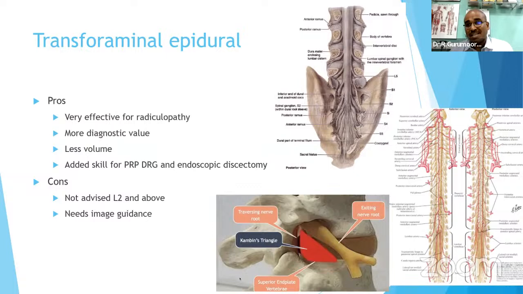You have to inject either in increments or very slowly over 1 to 2 minutes. That's the most important thing. If you're giving it over 1 to 2 minutes, you may feel your drug won't reach there because I'm giving it very slowly. The drug will try to accumulate only in the sacral canal, but you are giving it very fast.